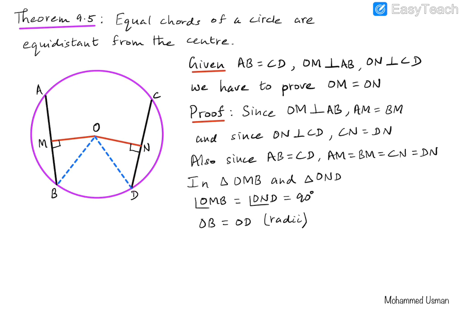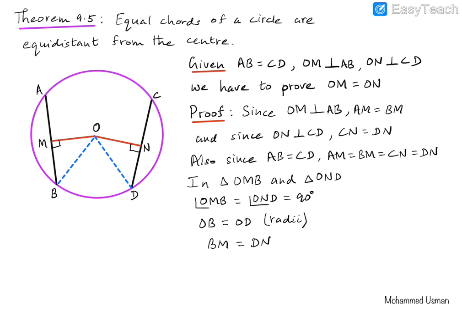And finally, we have the side BM of the triangle OMB and the side DN of the triangle OND also equal, as we have seen here. BM is equal to DN, as we have shown earlier. So we have the third side also equal. So we have a right angle, we have a hypotenuse, and we have a side. So we have RHS congruence available here.